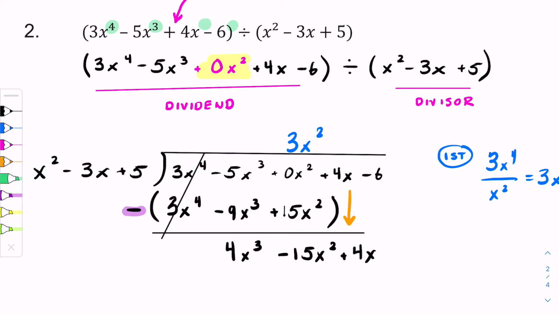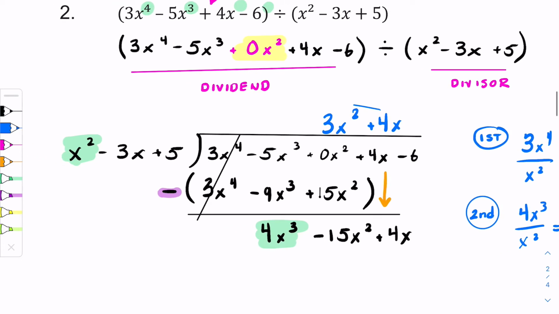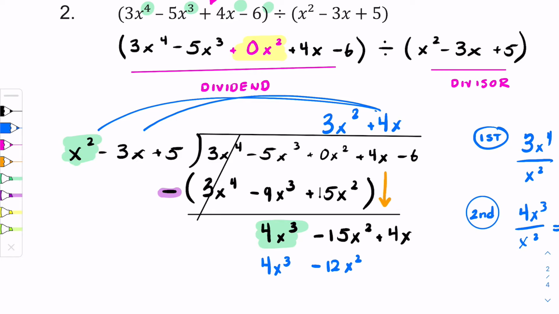We now have a new first term in our dividend, which is 4x cubed. And we're dividing that by x squared, which is the first term in our divisor. 4x cubed divided by x squared leaves us with 4x. That's the next term in our quotient. 4x times x squared is 4x cubed. 4x times negative 3x is negative 12x squared. 4x times 5 is 20x.